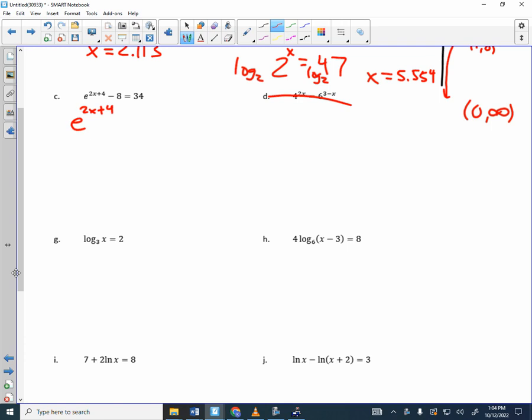Add 8. So I got e to the 2x plus 4 is equal to 42. Now what? Excellent. Michaela says we don't need to use log base whatever. We do natural log because the base of natural log is e. And before we were all confused about e, but hopefully now in calculus you're like, hey, e is awesome because the derivative of e to the x is e to the x. So it is really a beautiful function. We absolutely love it. Take the natural log of both sides there, and we get 2x plus 4 is equal to natural log of 42.